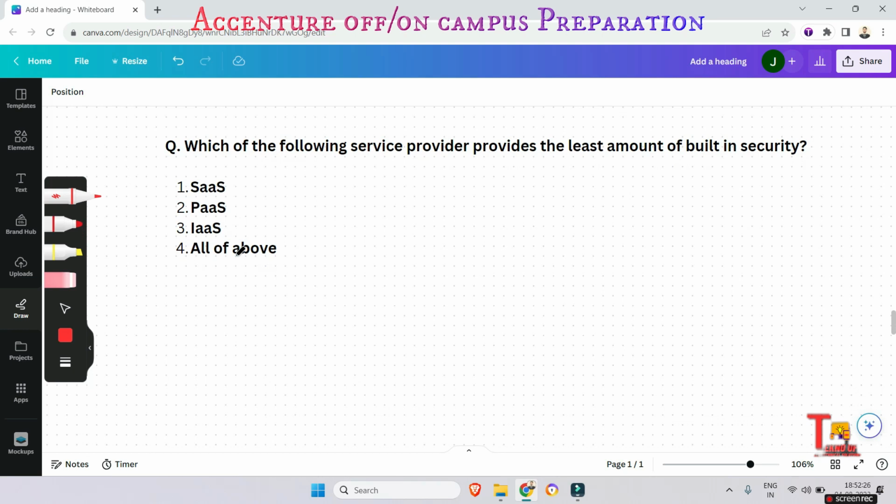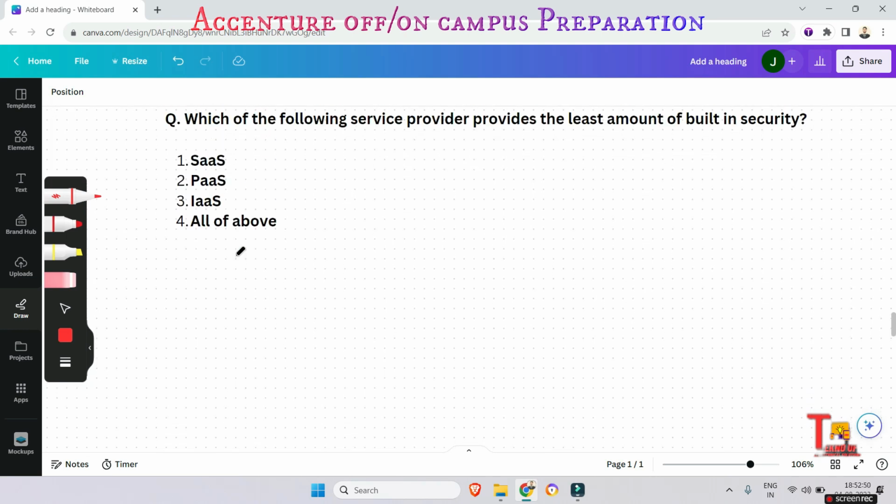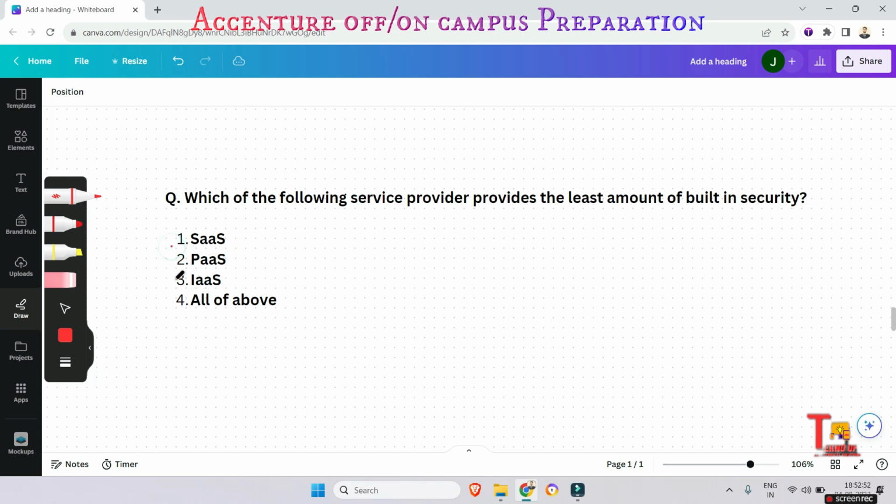Which of the following service providers provides the least amount of built-in security? Least security. The answer will be infrastructure as a service. And to let you know, the most secure service provider is software as a service. Just know it. Okay, let's go to the next question.